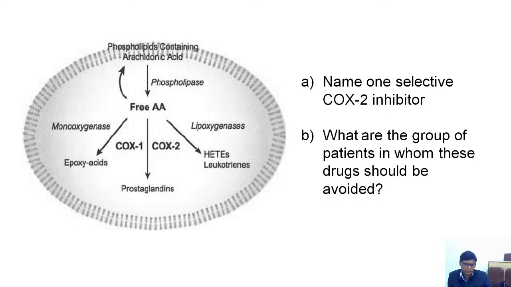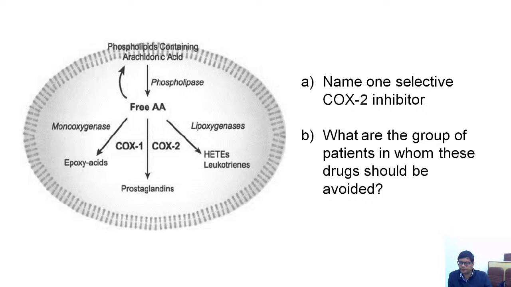Now you are being shown some phospholipids containing arachidonic acid, free arachidonic acid, prostaglandins, cyclooxygenase, lipoxygenase. So here we are talking about the NSAIDs group of drugs, or the drugs having anti-inflammatory properties. You are also being shown COX-1 and COX-2, and the question being asked is, name one selective COX-2 inhibitor. So you can write any of celecoxib, rofecoxib, valdecoxib, etoricoxib. Rofecoxib is banned, but you can write celecoxib, etoricoxib, any of those drugs.